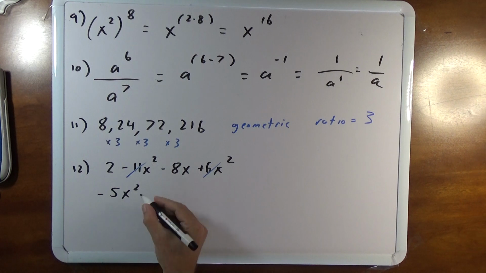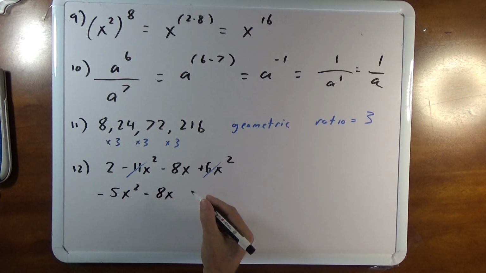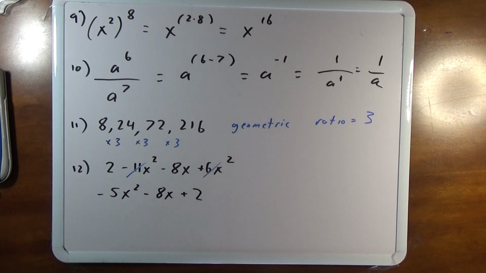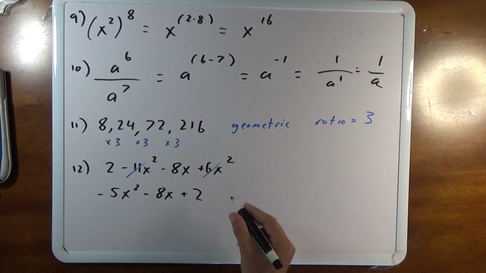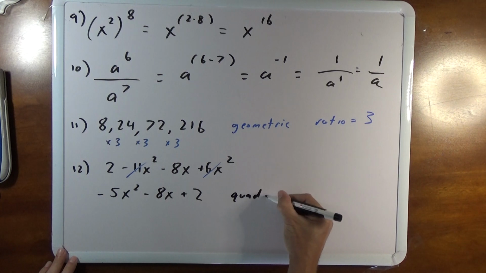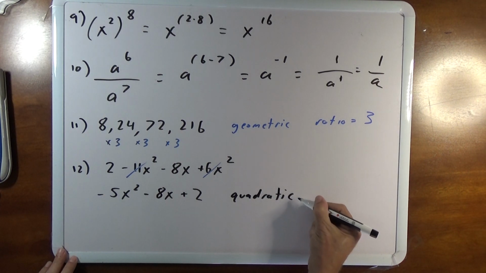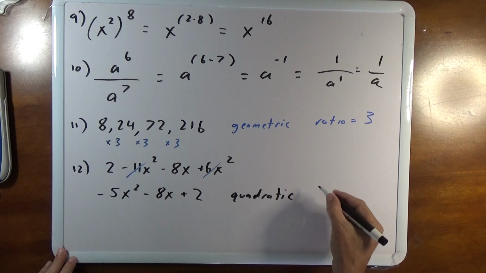And then these don't combine, so I'll just write them in descending order. Minus 8x plus 2. So standard form is descending order, so I'm looking at the powers of the exponents. I only have x as my only variable, so that has powers too. So we're not looking at the largest coefficient, we're looking at the largest power. So 2, 1, 0. So that's standard form, and this is a quadratic trinomial.